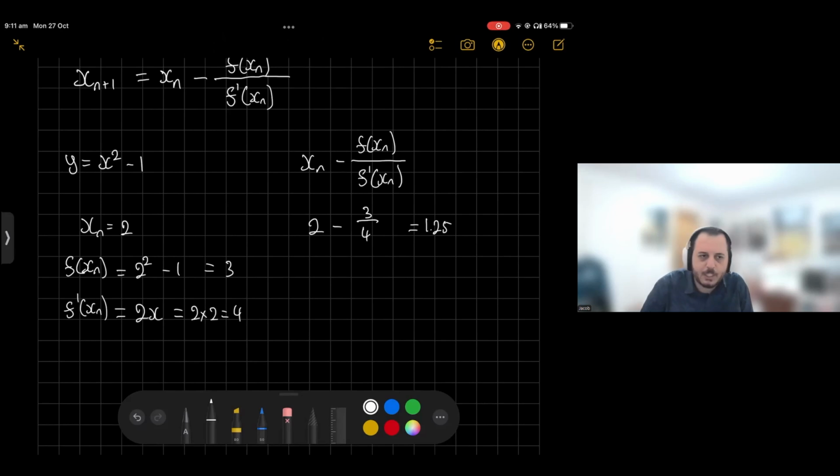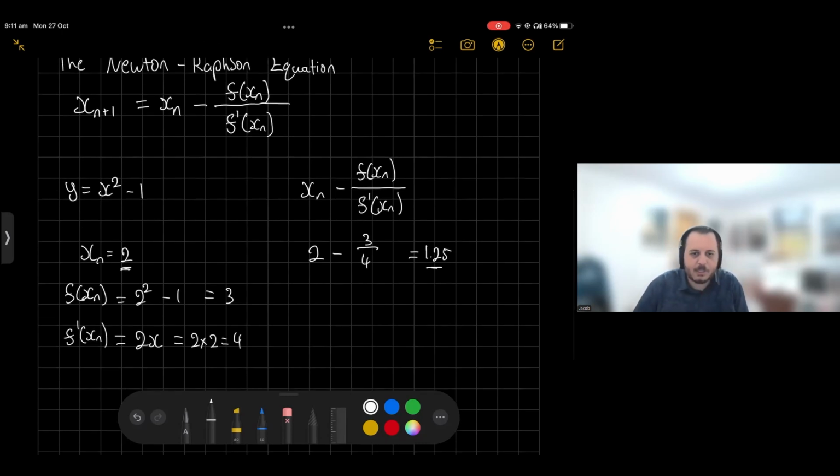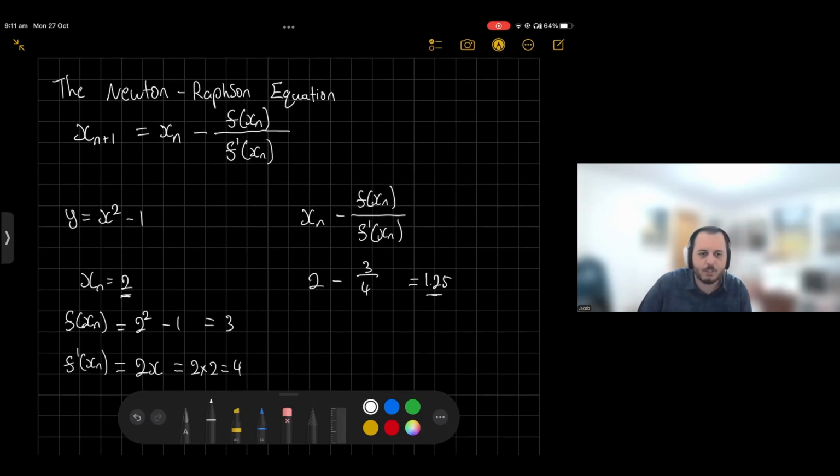Now, you can probably tell that the actual answer to this is going to be x equals 1, or actually x equals minus 1. And so you can see that the answer has gotten closer. It's gone from 2 to 1.25. We could do this again. We could plug in 1.25, and we would get closer and closer still to the actual answer. So that's the process, but it's a bit time consuming, right? I have to give it a guess.